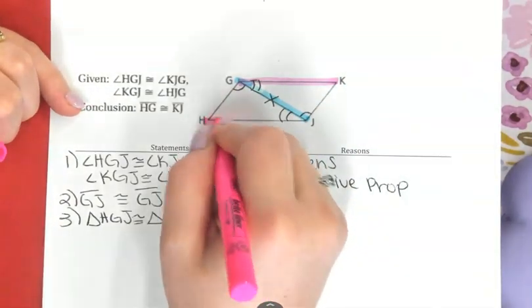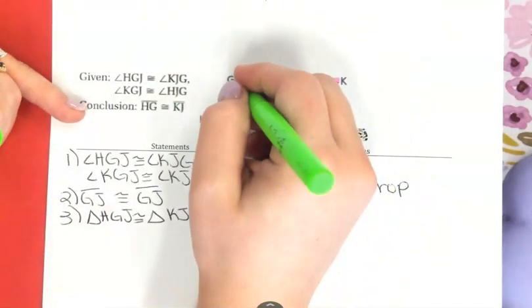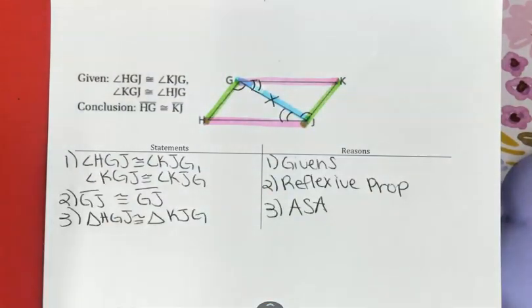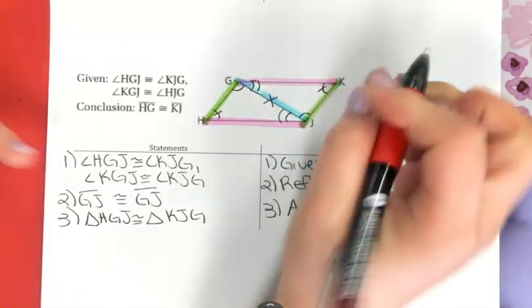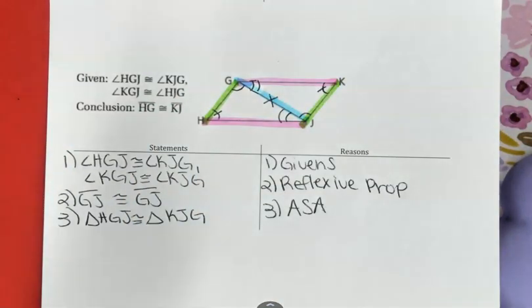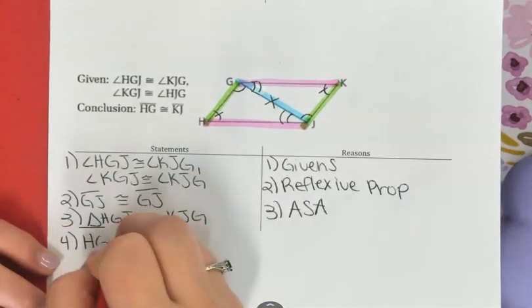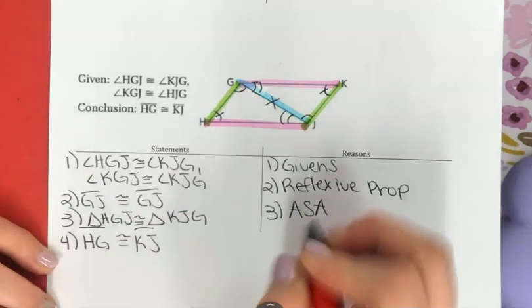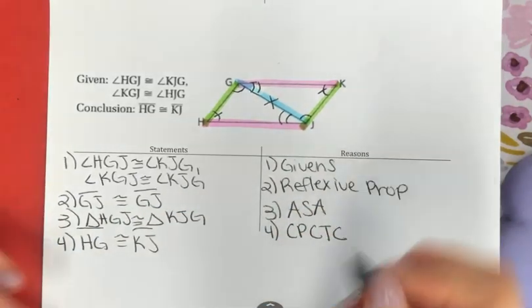KJ will be congruent to HJ, and GH will be congruent to KJ. And my third pair of angles that don't have tick marks will also be congruent, H and K. So when this proof is asking me to show that HG is congruent to KJ, I know that they are, because corresponding parts of congruent triangles are congruent.